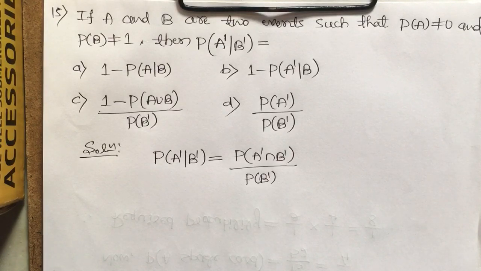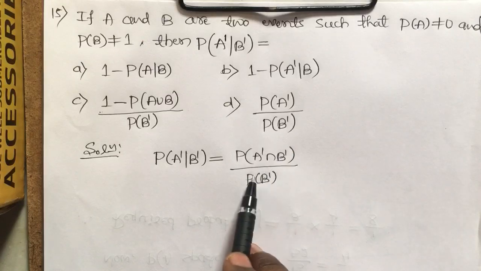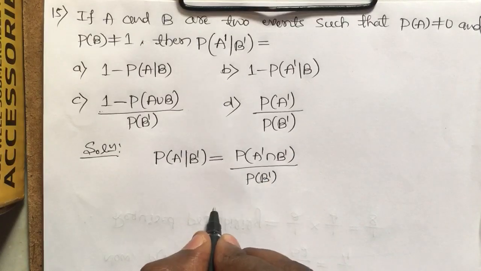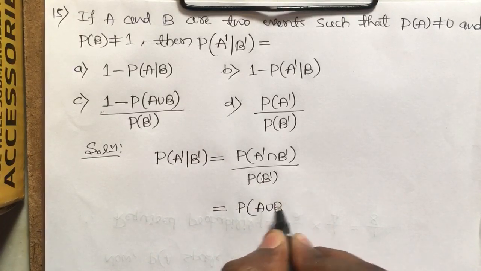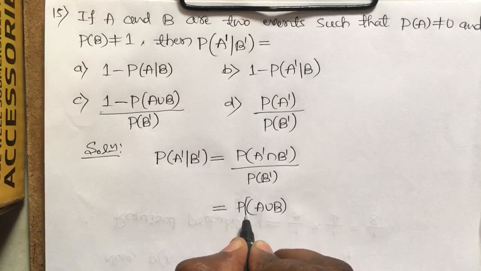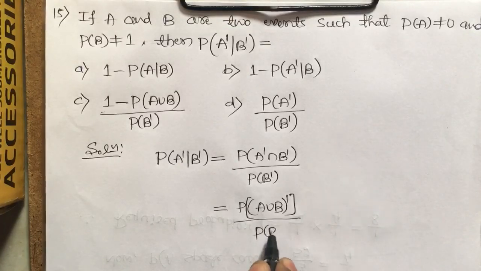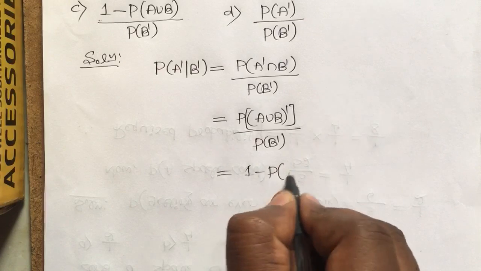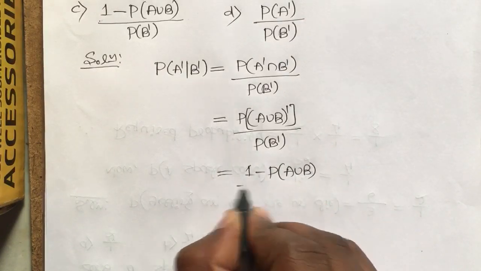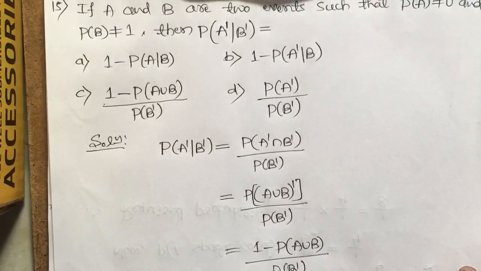So we have to find P of A dash by B dash. I have written the formula: P of A dash intersection B dash divided by P of B dash. So the numerator can be written as P of A union B the whole dash, divided by P of B dash. So what is P of A union B the whole dash? It is nothing but 1 minus P of A union B, then whole divided by P of B dash. So this is all about the 15th question.